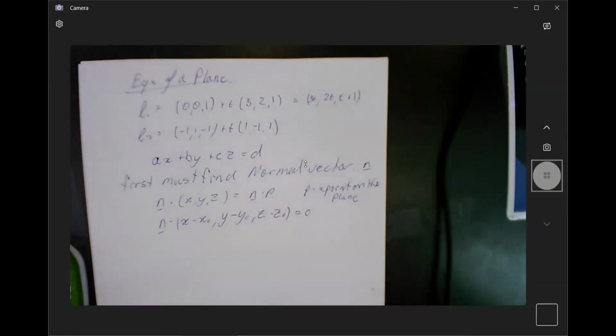How am I going to find my normal vector? So, made it clear that I need my normal vector. How do I find my normal vector? Cross product, awesome.